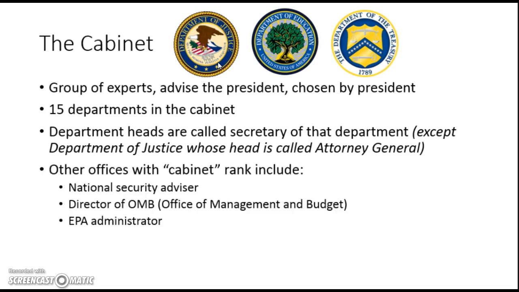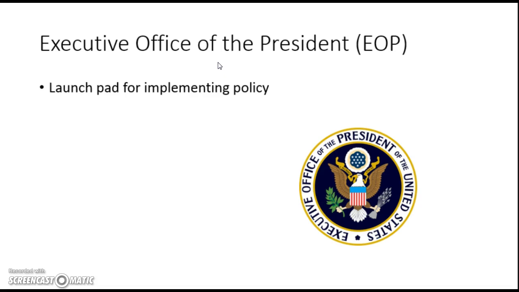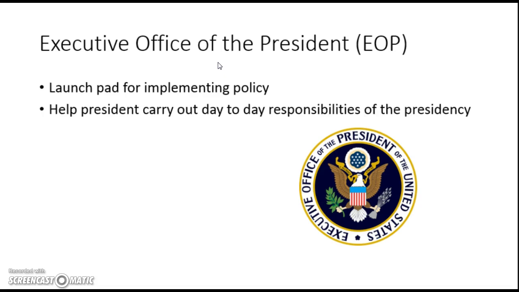Other offices within the cabinet rank, or with cabinet rank, include the National Security Advisor, the Director of the OMB, which is the Office of Management and Budget, and the EPA Director, or Environmental Protection Agency Director. Within the executive office of the president, you have several other councils and offices. This EOP, or Executive Office of the President, is a launch pad for implementing policy. They help the president carry out the day-to-day responsibilities of the presidency.